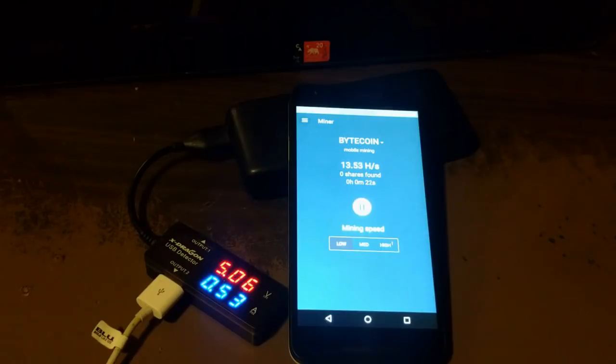So this is a Nexus 5X, it's drawing low amps as well, mining at high speeds.